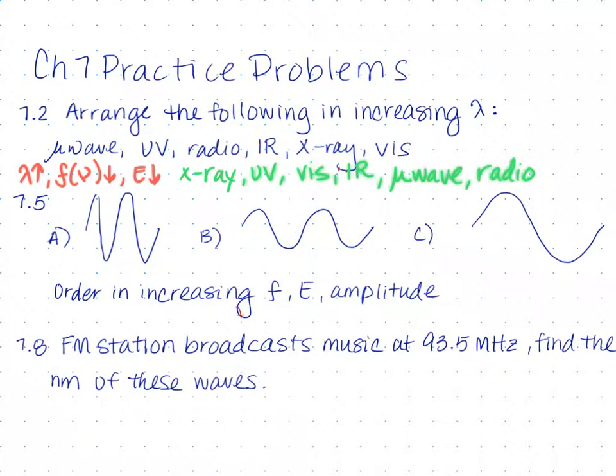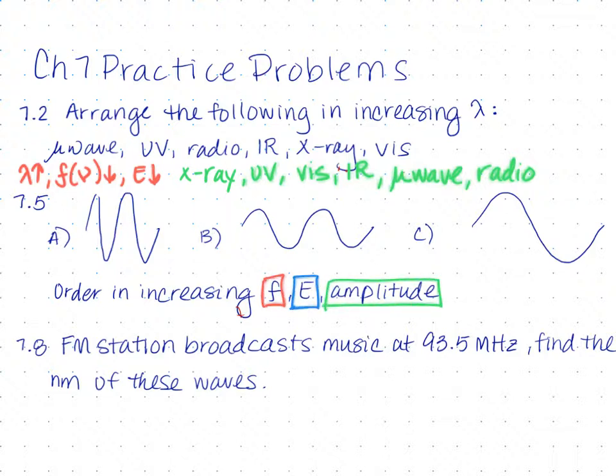Okay, next problem is 7.5, and the problem asks you to order each of these waves, so A, B, and C, in increasing frequency, energy, and amplitude. So let's color code these. Let's say for frequency, we're going to use red. For energy, we're going to use blue. And amplitude, we're going to use green.